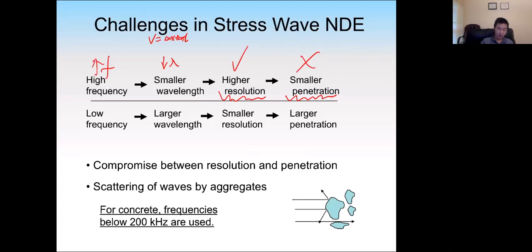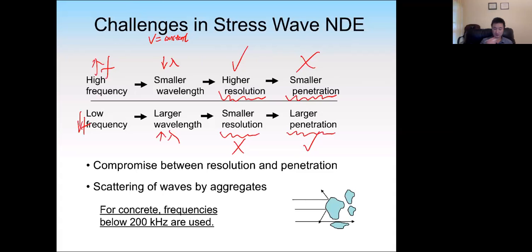If we use lower frequency, we're going to have higher lambda, okay? And as a result, the resolution will be smaller, which is bad, okay? Because the wavelength is higher, it cannot detect very small flaws. But the energy will be dissipated less, much slower. As a result, the wave can have a larger penetration, which is good.